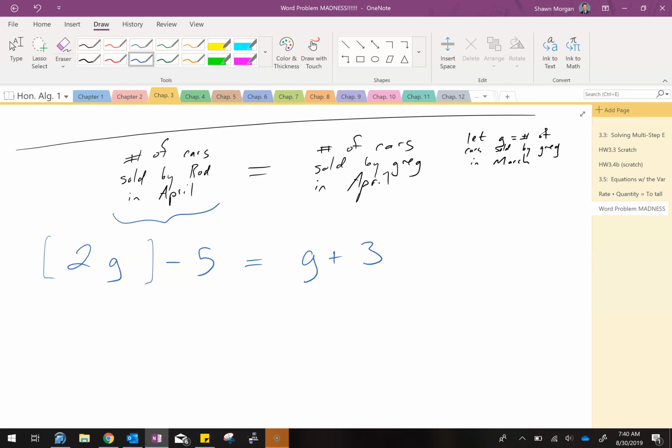But did you notice how we organized things? I was writing things down with words. We were contemplating, okay, what should I let my variable be? In this case, we picked the smaller quantity, right? We said, okay, if Rod sold more cars in March than Greg did, then why don't I let Greg's be the unknown, and we can use multiplication in this case, twice as many. We say 2G for that. And then with this equation, it's cake now. Like, what do we do to both sides?